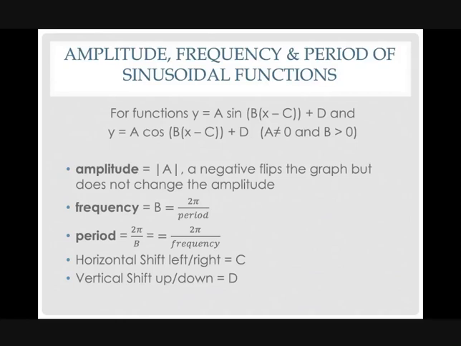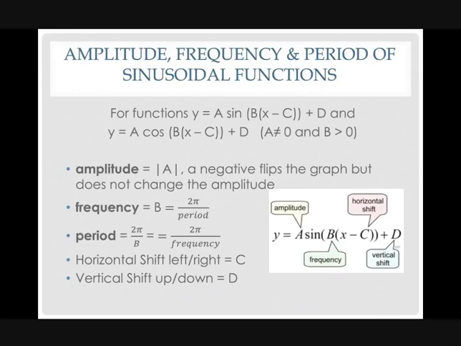And for D, it represents the vertical shifts up and down. If it's positive, it moves up. If it's negative, it moves down. So here is a pictorial representation of that. The only thing is for amplitude, it's the absolute value of A, not just simply A.